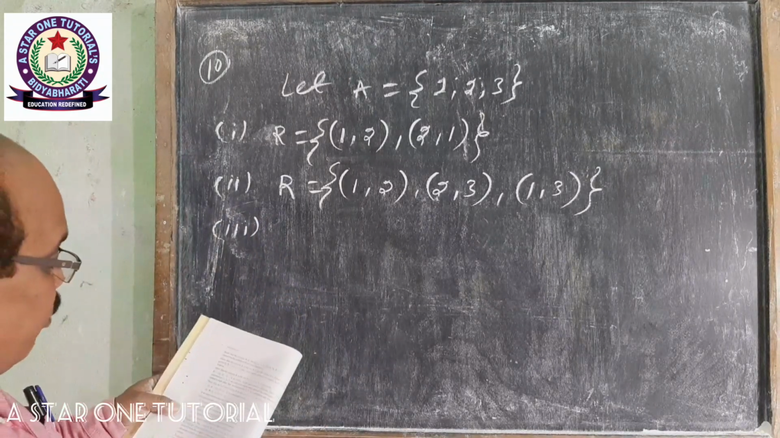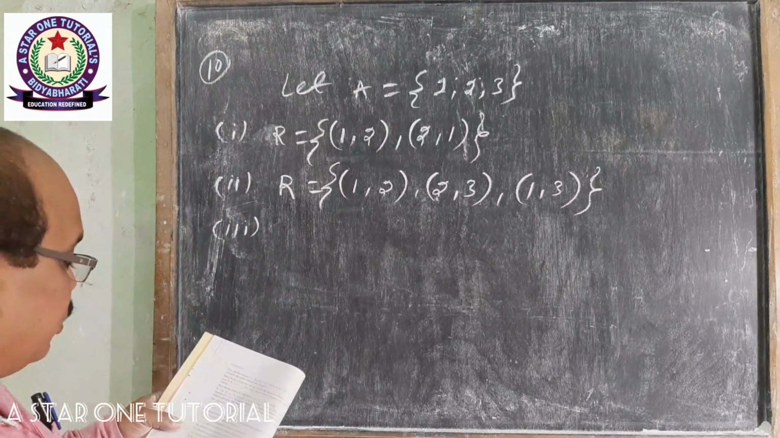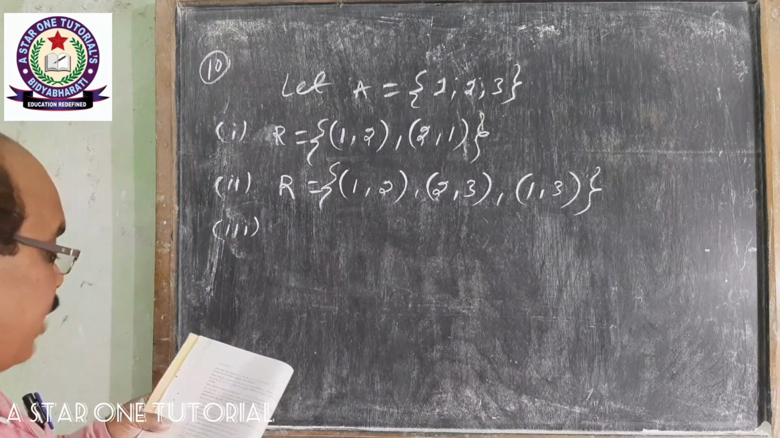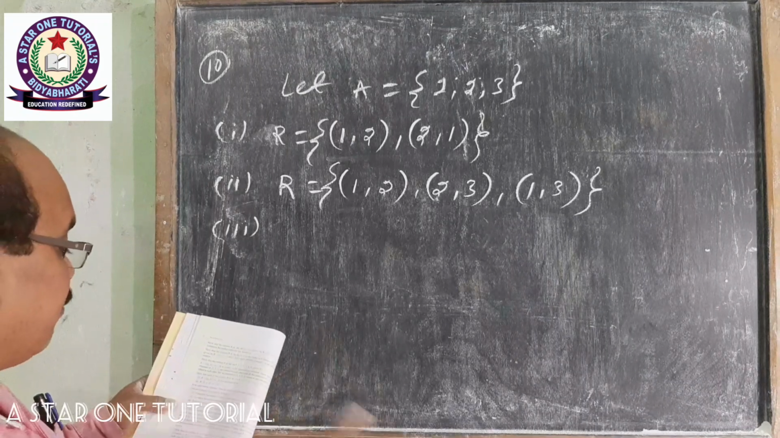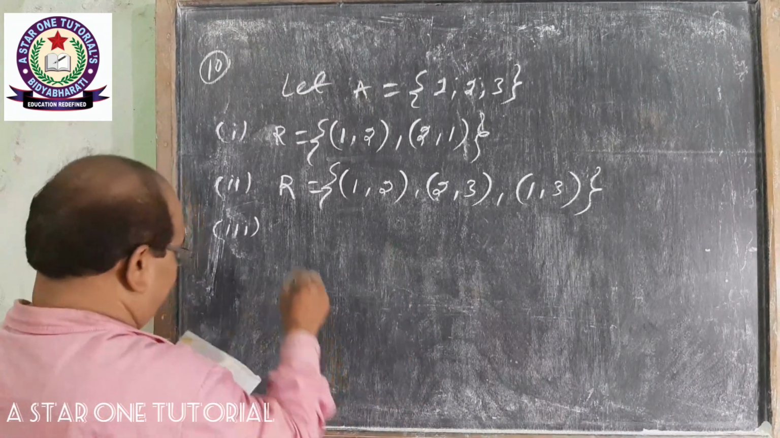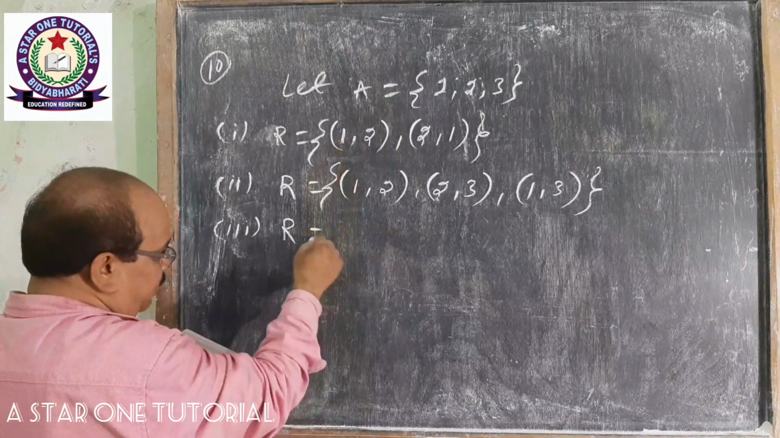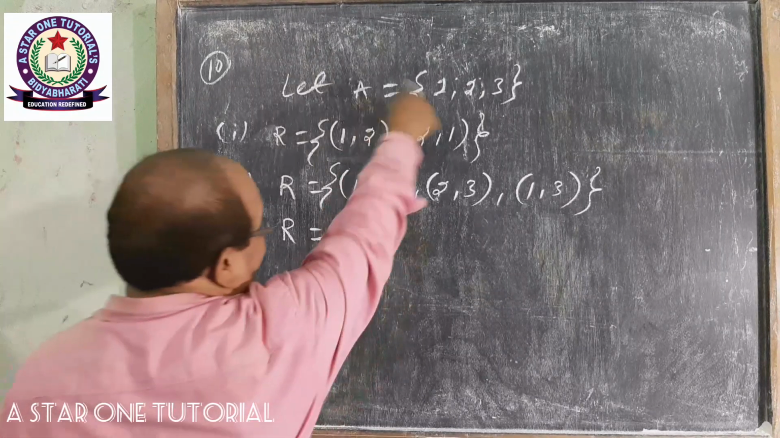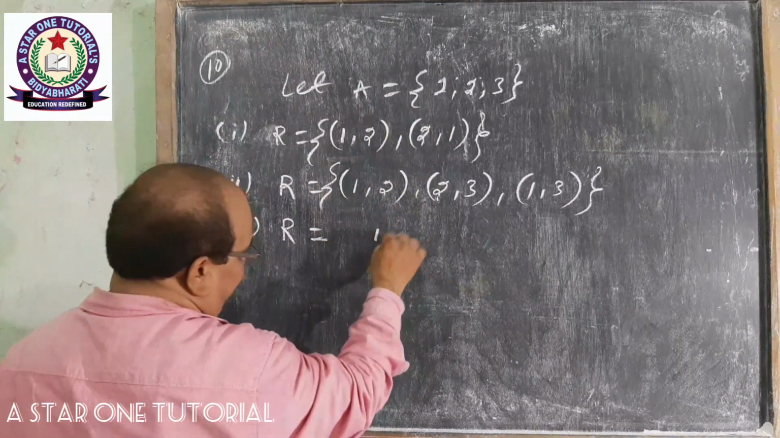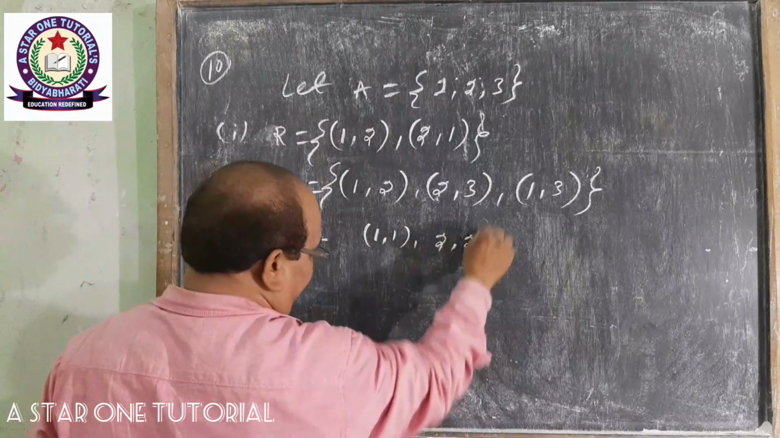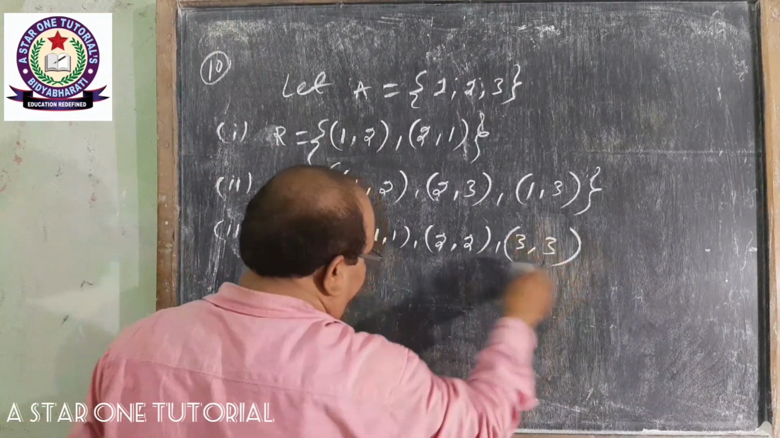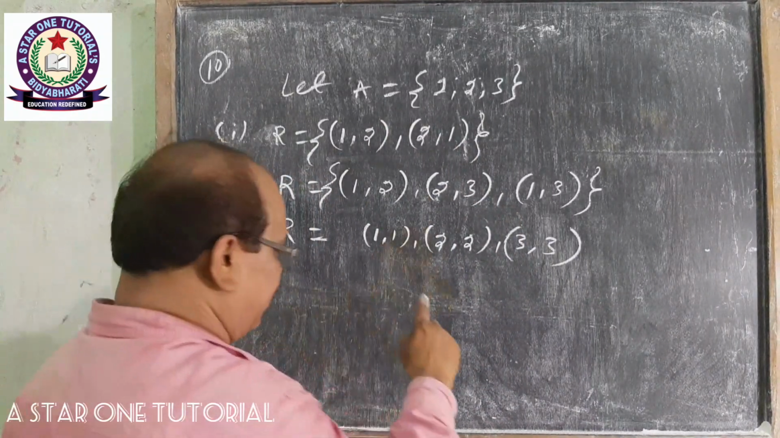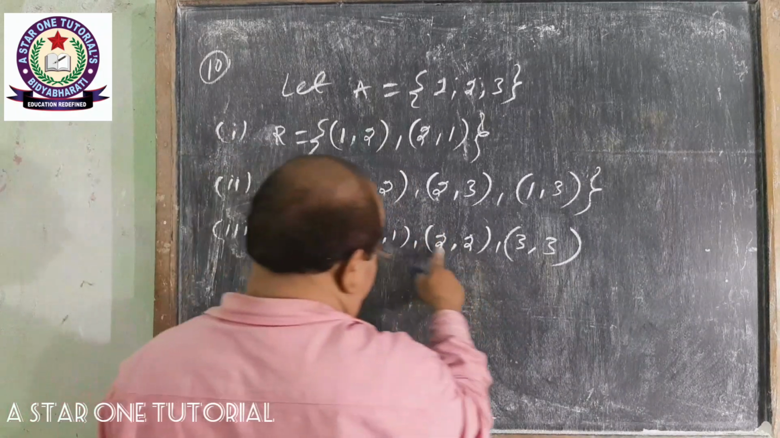We have to give an example of a relation which is both reflexive and symmetric but not transitive. This is very, very important. Out of all these questions, this one is very important. Since the relation must be reflexive on this set, first of all we have to take (1, 1), (2, 2) and (3, 3). These 3 elements must be taken, otherwise it would not be reflexive.